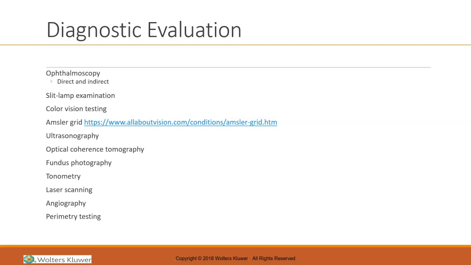Color vision testing is used to test if someone is colorblind. You've probably seen some of those little quizzes online, or maybe even on Facebook. The Amsler grid is a very nice early screening tool, a very simple one that you can use to detect early changes that suggest macular degeneration. I've provided a link there for you if you want to do it on your own. It's pretty quick and easy and kind of fun.